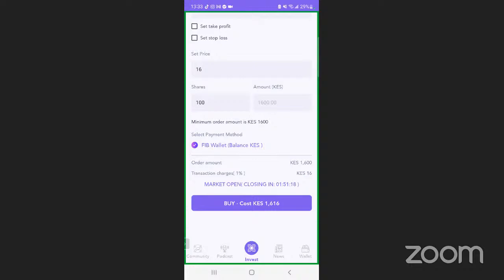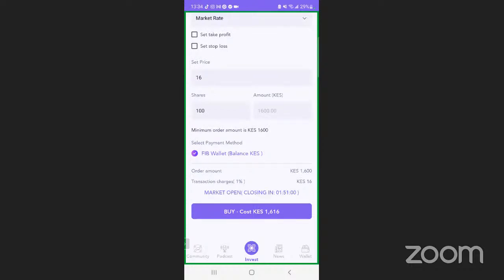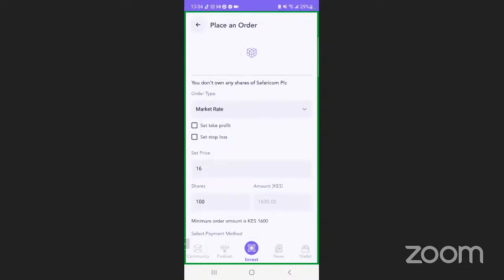So for the Kenyan market, same thing. The Kenyan market opens from 9:31 a.m. Kenyan time and closes at 3 p.m. Kenyan time. So you can buy at any time, but the order will be executed when the market opens. So right now the market is open. The Kenyan market is open, right?